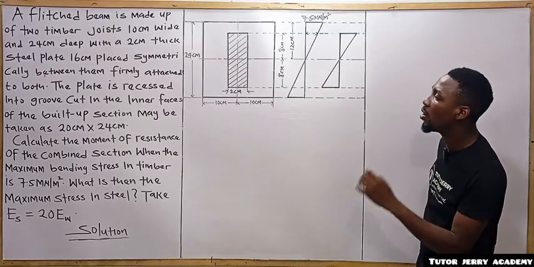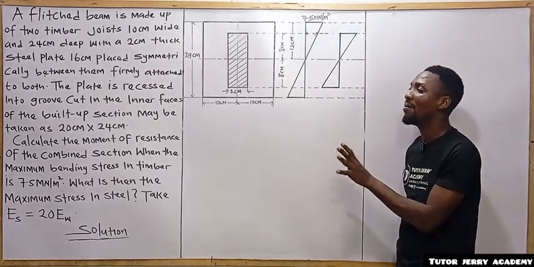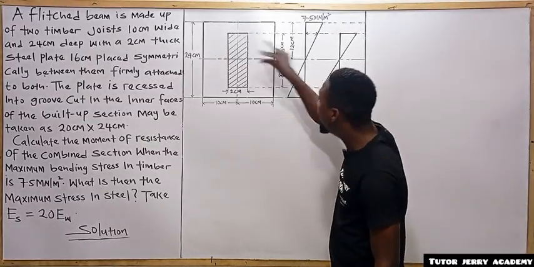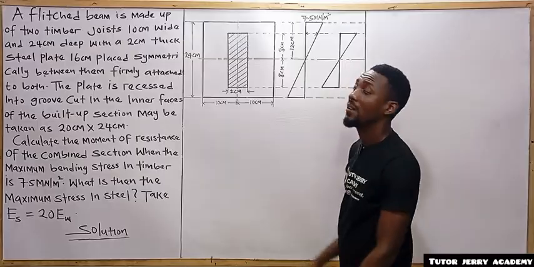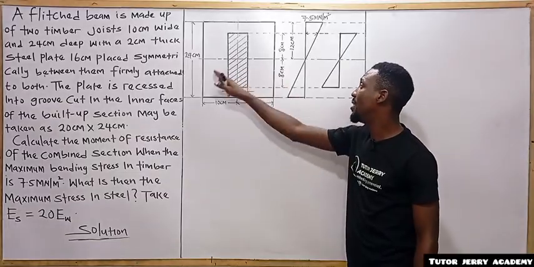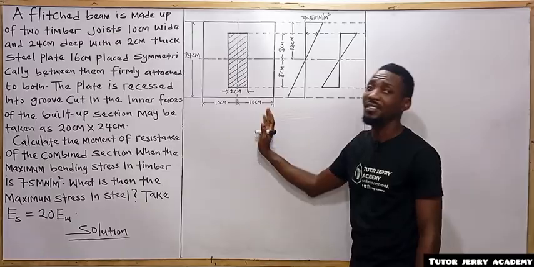All right, and it says the plate is recessed into a groove cut in the inner face of the built up section, maybe taken as 20 centimeter by 24 centimeter. The meaning of that is this. Of course, when you place this steel plate inside the timbers, the dimension remains the same.